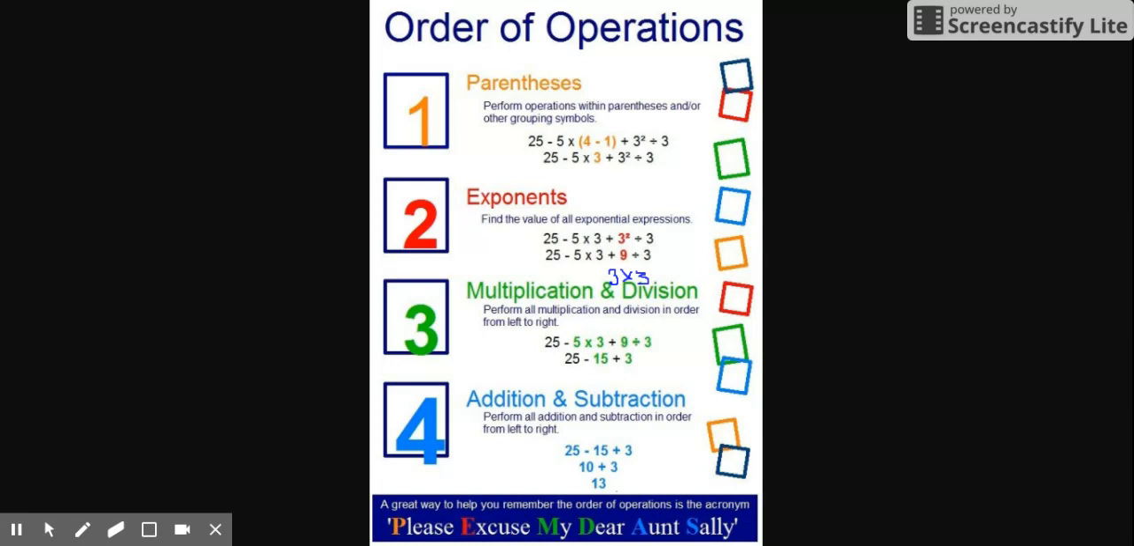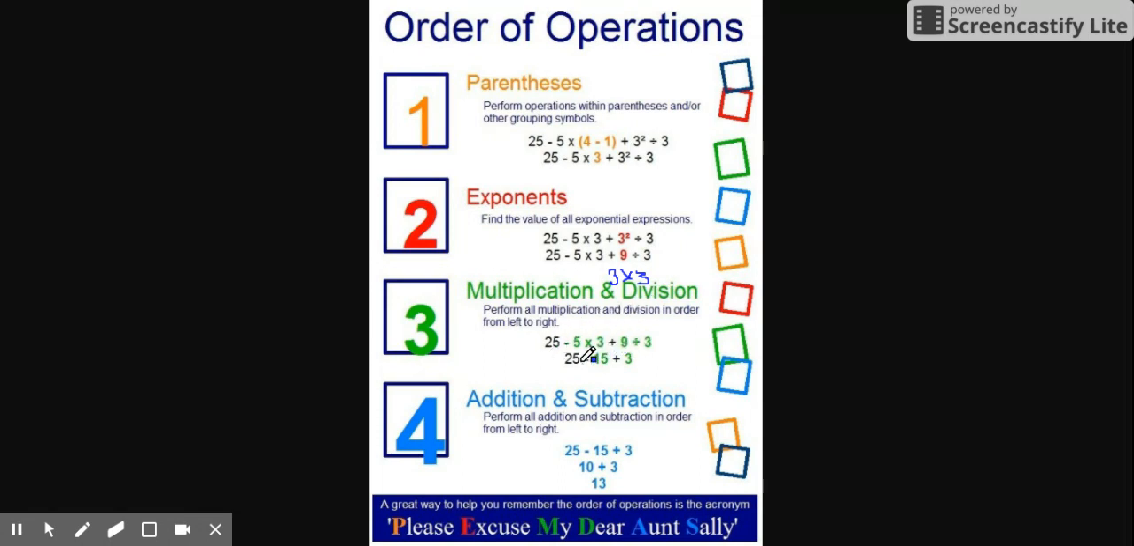So we're going to review quickly. Order of operations: the first thing you're going to do is what's in parentheses. Then you're going to do the exponents, that would be 3 to the second power. Then you're going to do multiplication and division, and all you do is start from the left and go to the right.